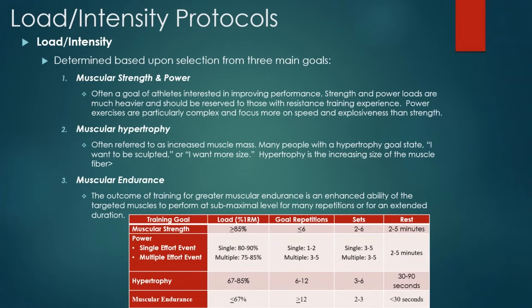If you ever do build your own program from scratch, this is important to take into consideration. In the program that I've developed for you guys, I have not put set and rep schemes in there, but I put notes in there for what the rep scheme should be if you're trying to work X, Y, or Z. And then in certain sections, like in the power section, you're allowed to go up to 5 reps, but in the strength, hypertrophy, and endurance sections, you're only allowed to go up to 3 sets, and that's just so it can all fit on one sheet of paper.